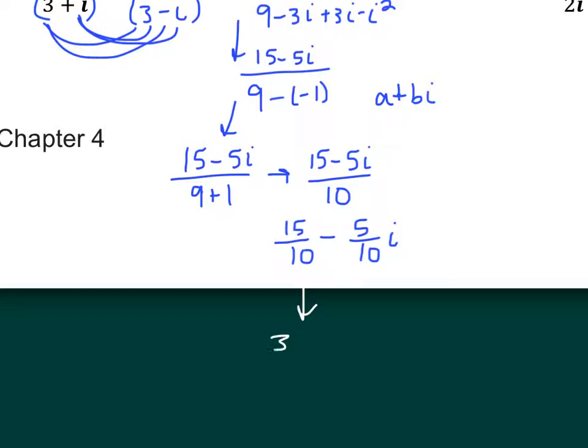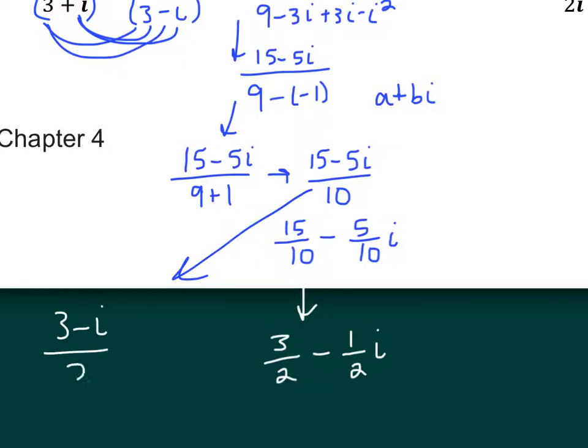Each is divisible by 5, so it'd be 3 over 2 minus, 5 goes into 5 once, into 10 twice, so 1/2. So 3/2 minus 1/2 i. So in this case, a is 3/2 and b is negative 1/2. What I was talking about, if you just reduce this guy right here, would be divide everything by 5, would be 3 minus i over 2. But again, we need to have it in a plus bi form when we're just multiplying, not solving a problem. So we need to split it up into two fractions.